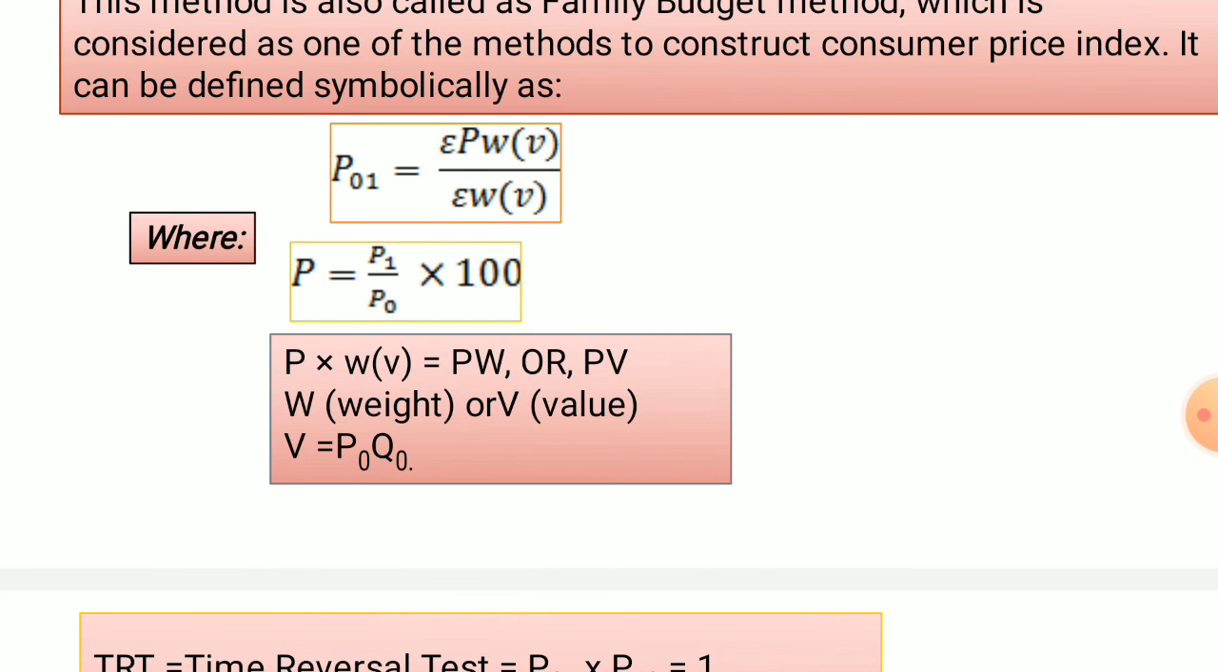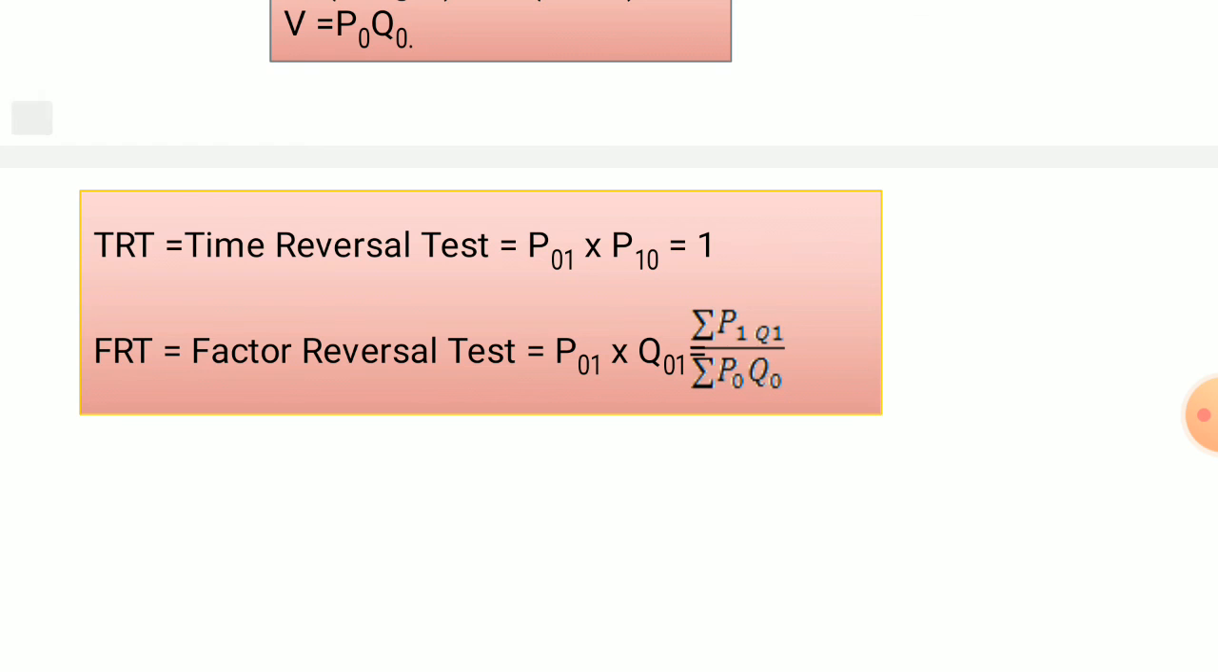The price relative can be calculated as current year price divided by base year price into 100. Now TRT: in addition to the calculation of the index number according to Fisher's ideal index, we have to make two types of tests. They are TRT, the time reversal test, and the factor reversal test. The time reversal test is satisfied when P01 into P10 is equal to 1, and the factor reversal test is satisfied when P01 into Q01 is equal to sigma P1Q1 divided by sigma P0Q0.